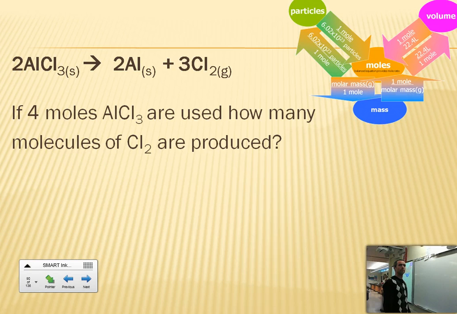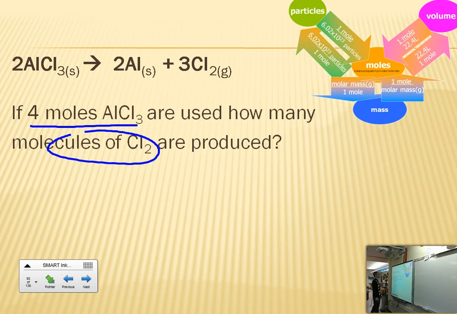Example number 1. Okay, first example, it says 4 moles of aluminum chloride are used. How many molecules of chlorine, or Cl2, are produced? Again, first step, identify the given and unknown units. So given here, I've got 4 moles of aluminum chloride. Unknown, or what I'm trying to figure out, are molecules of Cl2. Okay, so set up your T-chart just like before. So on the left, we're going to have 4 moles of aluminum chloride.